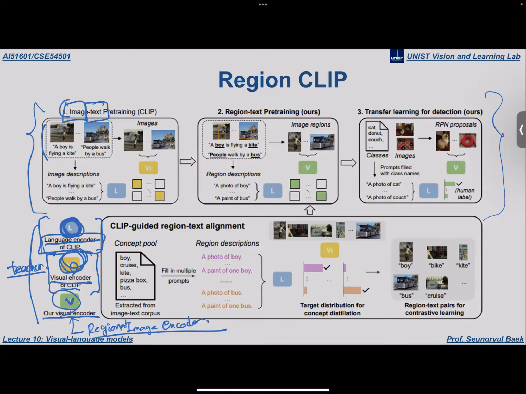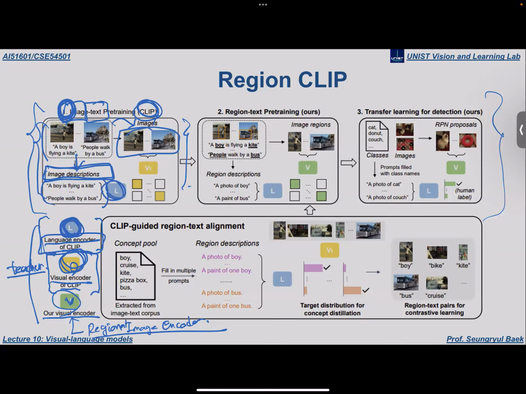So the first step is they secure the CLIP. They generate a lot of image descriptions as text prompts, and also extract some image pairs.